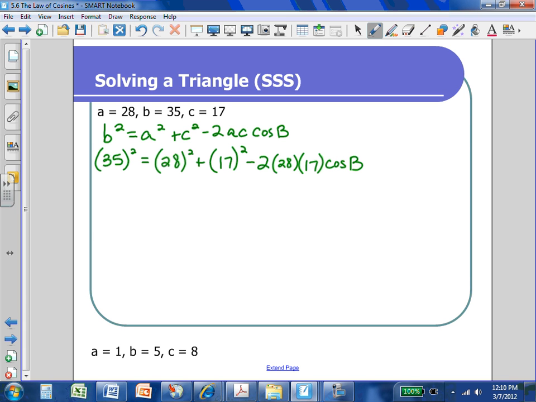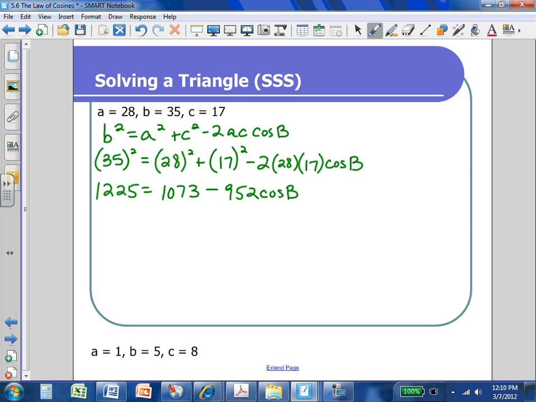All right, so we're going to clean this up a little bit. 35 squared is 1,225. That's equal to, if I combine 28 squared plus 17 squared, I get 1,073, minus 2 times 28 times 17 gives you 952, times the cosine of angle B. Okay, so I'm trying to get cosine B on a side by itself.